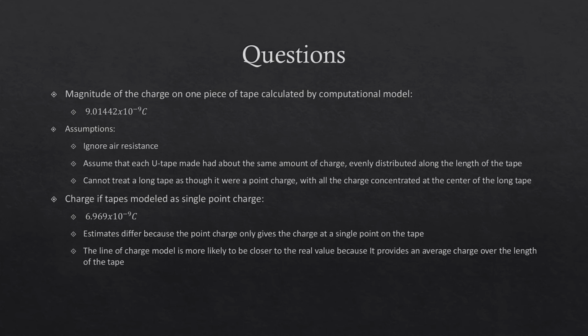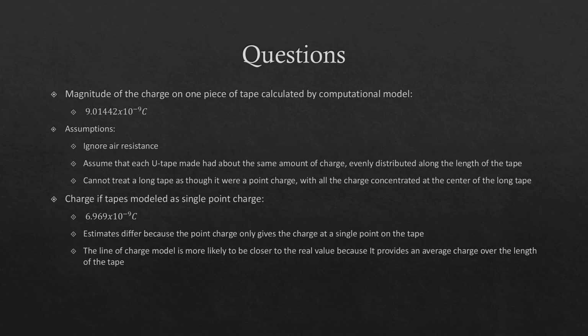The magnitude of the charge on one piece of tape calculated by the computational model is 9.01442 times 10 to the negative 9th coulombs. The assumptions that we can make are that we can ignore air resistance. We can assume that each piece of tape made had about the same amount of charge evenly distributed along the length of the tape, and that we cannot treat a long tape as though it were a point charge with all the charge concentrated at the center of the long tape.